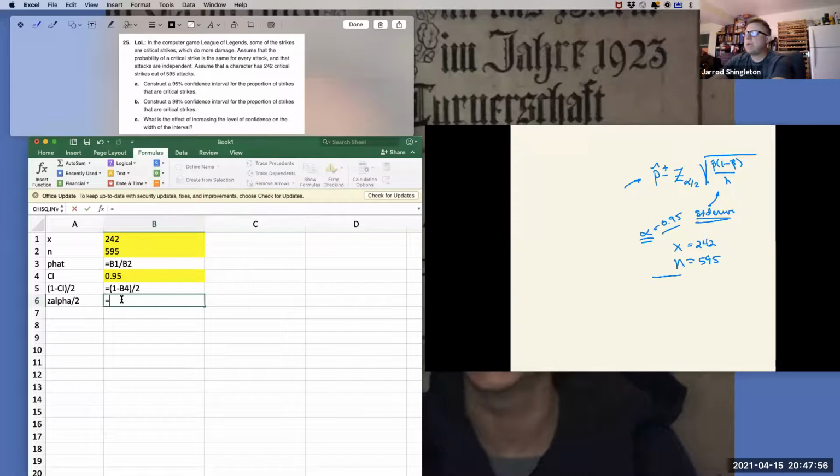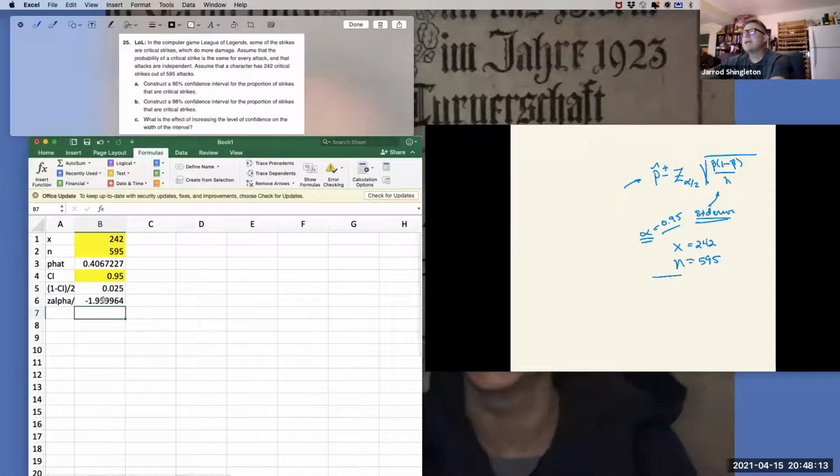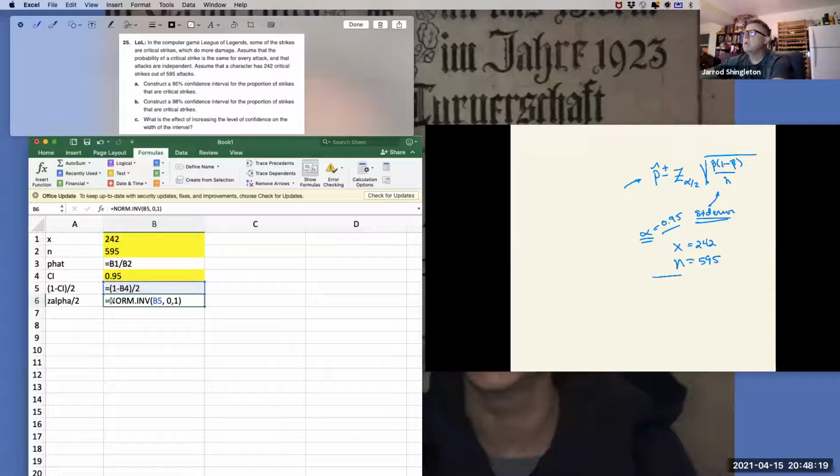So this is my norm.s.inv of the probability, which is this number right here. I know it doesn't look like a number, it's a formula, but trust me, it's a number. Now be very careful, this is going to be a negative number. Let me show you. It's a negative number. I don't like having negative numbers, so I'm going to coerce this into a positive number. I'm not going to give you a choice on this.